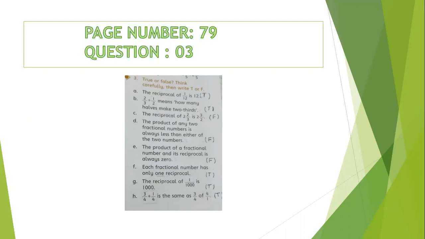Each fractional number has only one reciprocal. Definitely this is true. The reciprocal of 1 over 1000 is 1000, or we can write 1000 over 1. 3 over 4 divided by 1 over 4 is 3 over 4 of 4 over 1. When we were doing page number 70, I told you that we convert of into multiplication. So when you convert the division sign to multiplication, you take the reciprocal of 1 by 4, which will be 4 over 1. So instead of multiplication, you can also write 3 over 4 of 4. This is true.